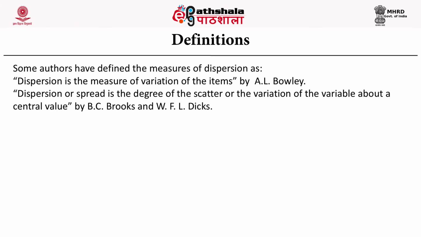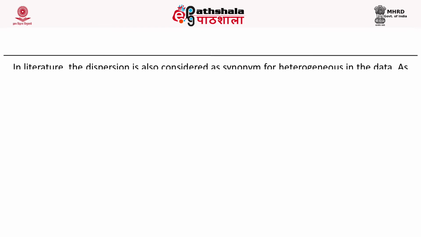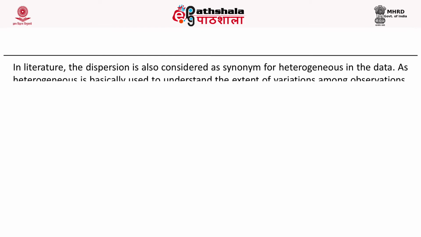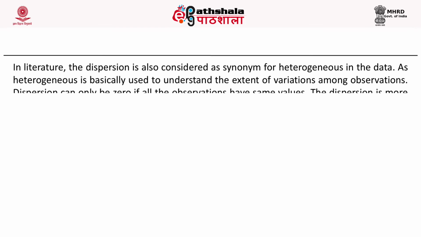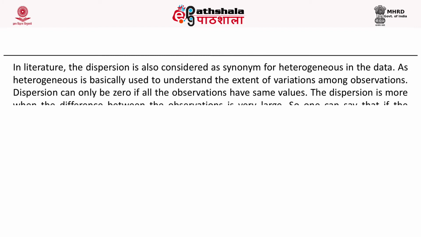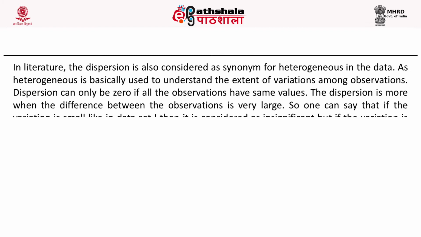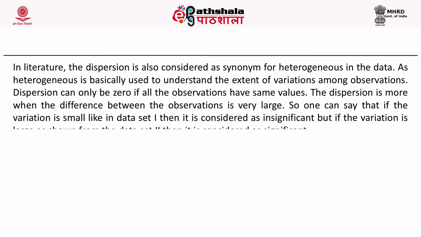Some authors have defined the measures of dispersion. Dispersion is the measure of variation of the items, as given by A.L. Bowley. Dispersion or spread is a degree of scatter or the variation of the variable about the center value, by B.C. Brooks and W.F.L. Dick. In literature, dispersion is also considered a synonym for heterogeneity in the data, as heterogeneity is basically used to understand the extent of variation among observations.